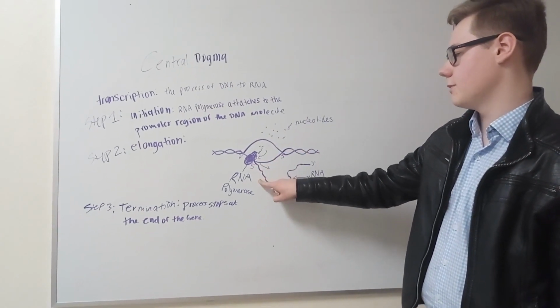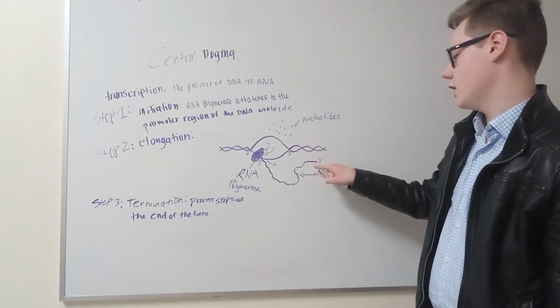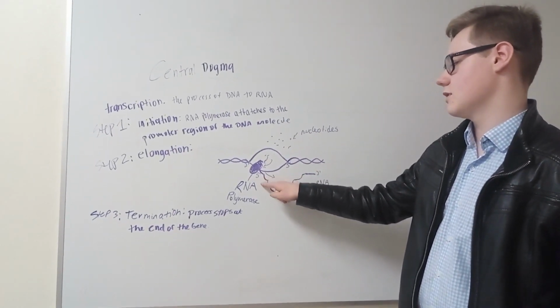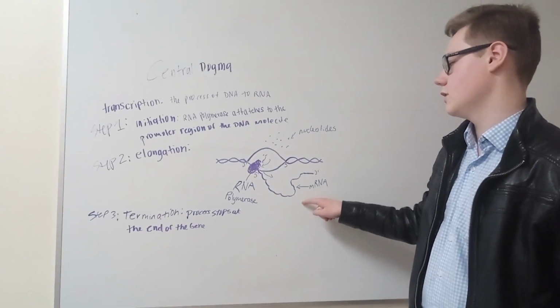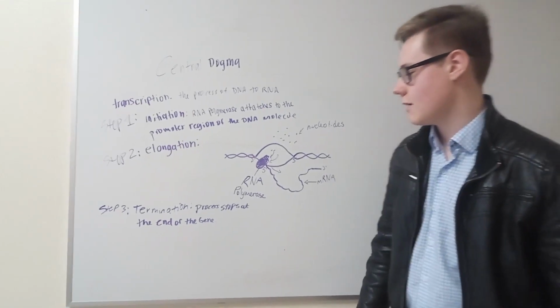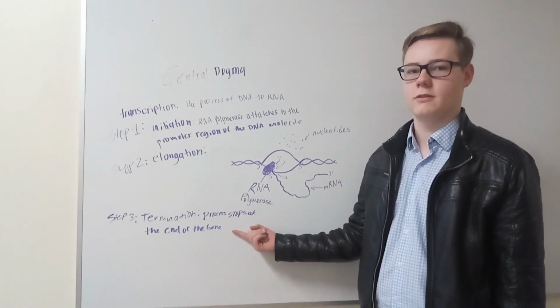whilst RNA polymerase unzips the DNA for RNA replication to insert. The RNA is synthesized in a 5' to 3' direction, and the DNA is in a 3' to 5'. The third step is termination, in which the process stops at the end of the gene code.